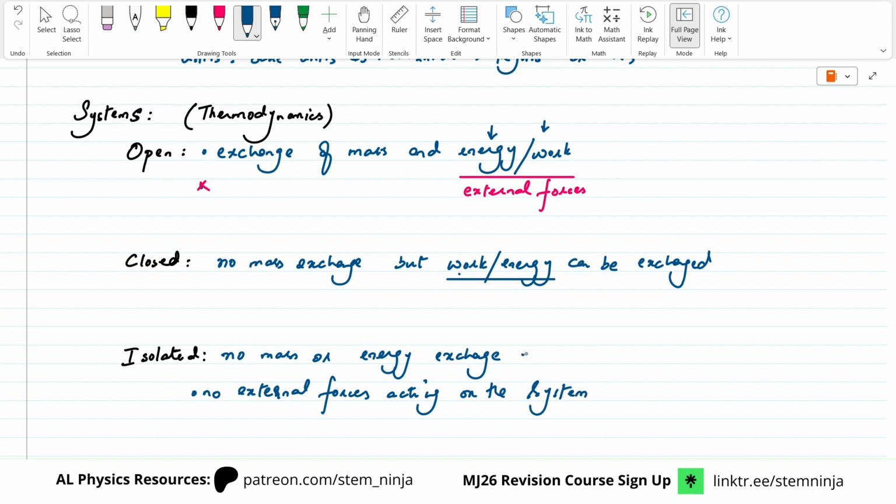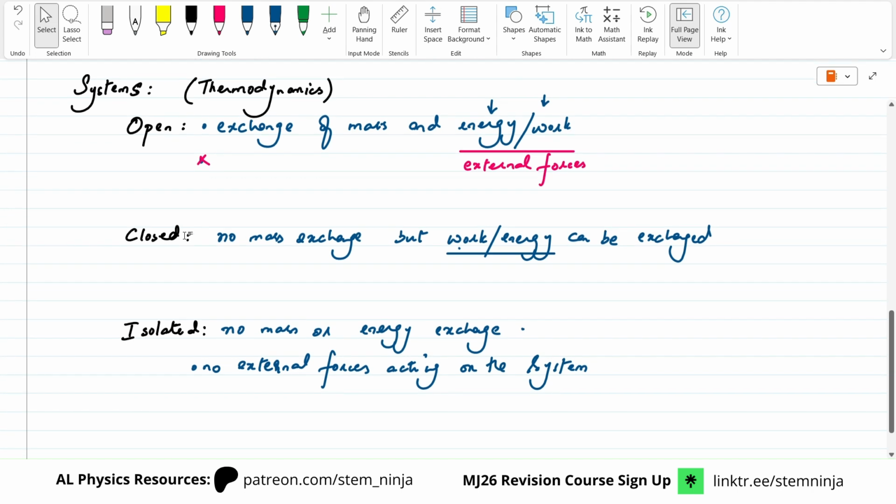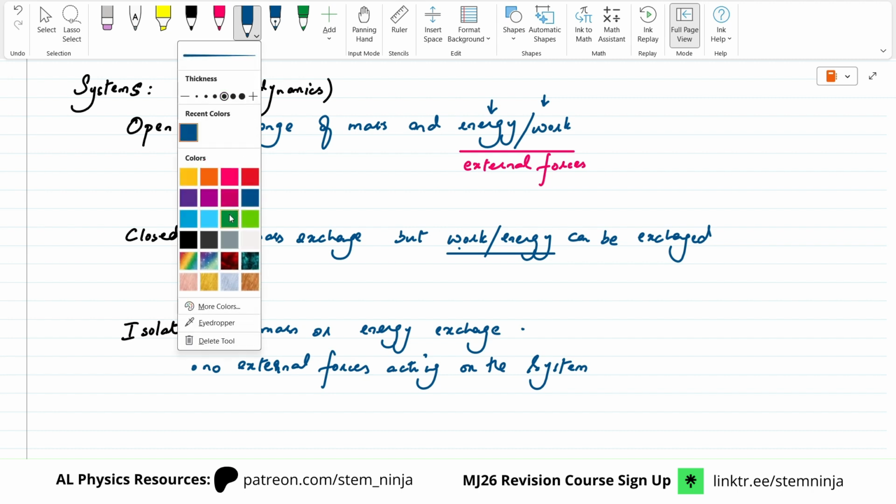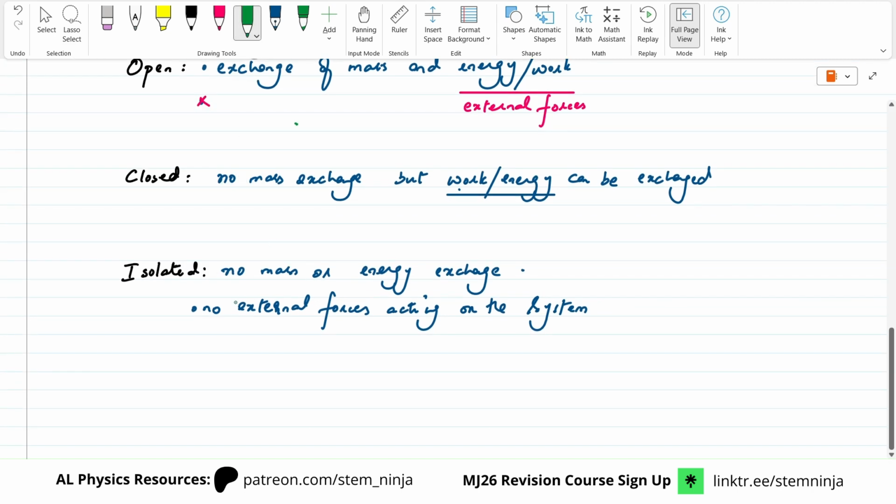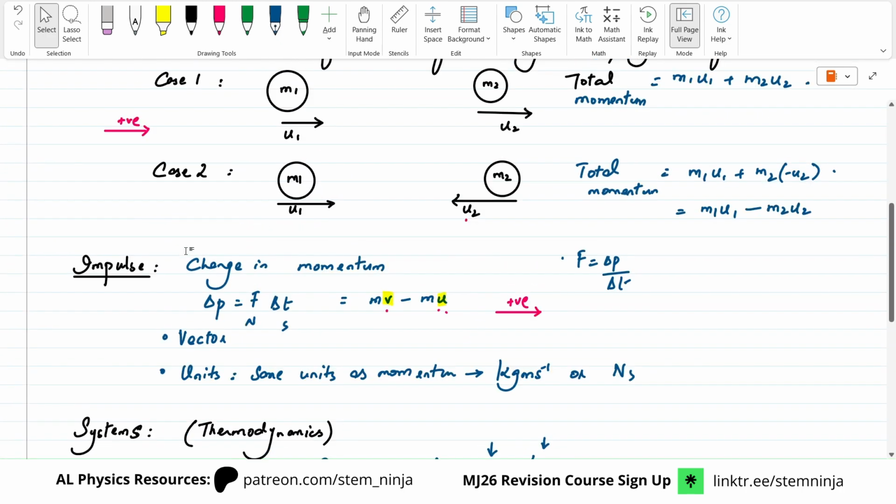Again, this is an assumption, assuming bodies are in an isolated system. However, what does this mean when we're talking about conservation of momentum? If there are no external forces acting on the system, that means the total momentum can be conserved, because there are no other forces acting on the system, no friction, no applied forces.